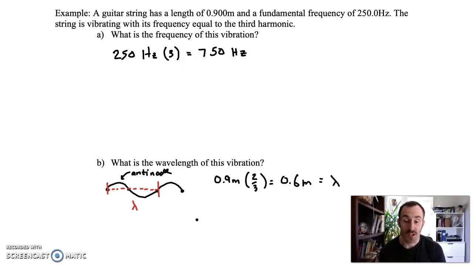You could also figure out what's the length of 1 antinode and then multiply it by 2, right? So then I would take my full string length, which is 0.9 meters, and I can divide it by 3 to get me the length of 1 antinode, 0.3 meters, and then I can multiply that by 2. And that would get me the wavelength. So that's 0.6 meters. That would get me the full wavelength.